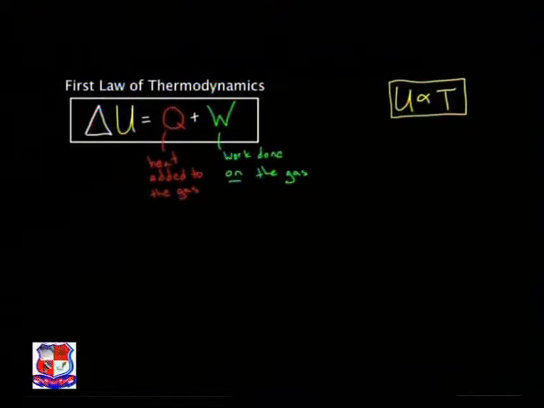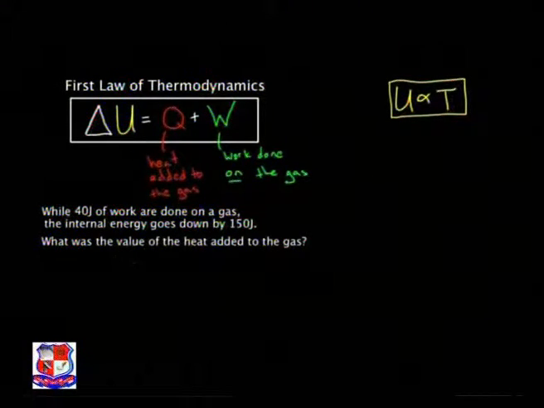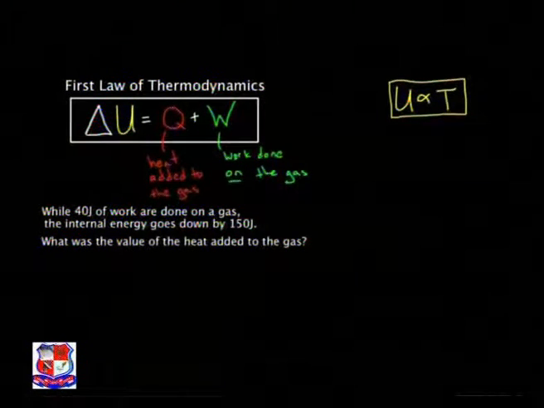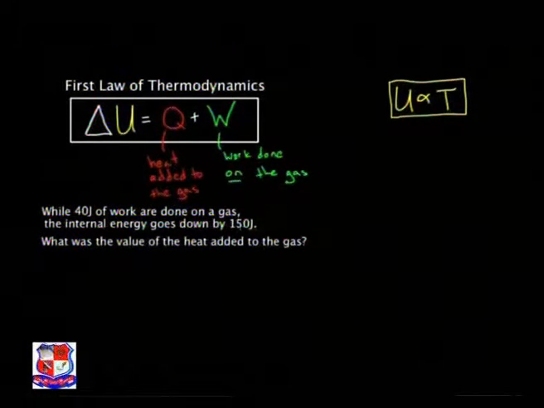Let's look at one more. Let's say you got this one on a test, and it said that 40 joules of work are done on a gas, and the internal energy goes down by 150 joules.